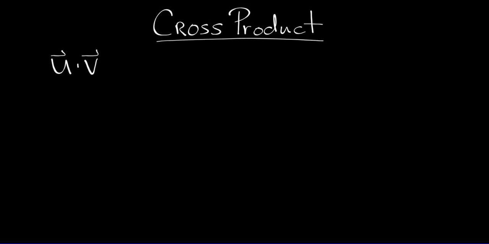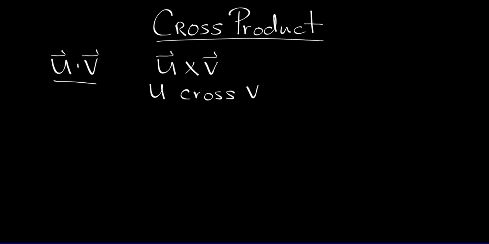And now what we're going to look at today is this, U cross V, like this. So here is U dot V, and here's U cross V. Now, U cross V is going to give you a vector. So we have a couple of things that we kind of think of as multiplication. We have the dot product, which gives you a scalar, the cross product that gives you a vector.